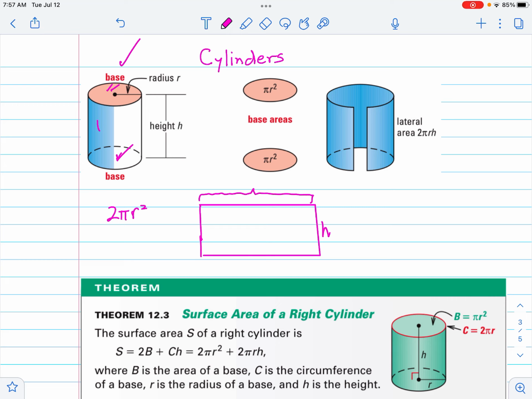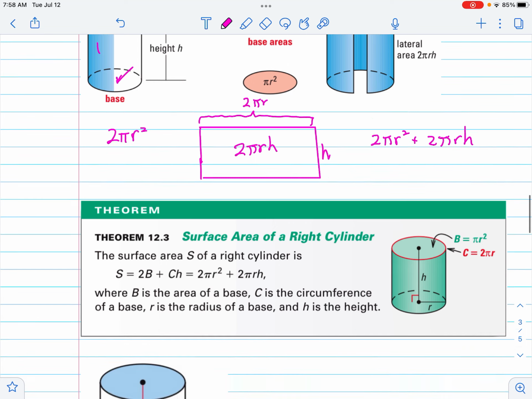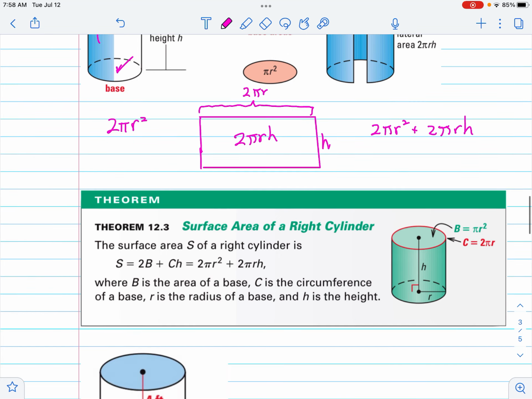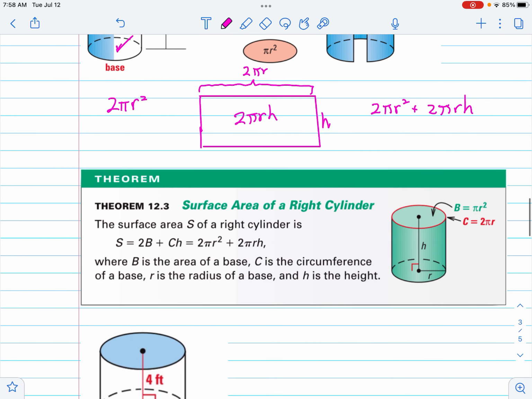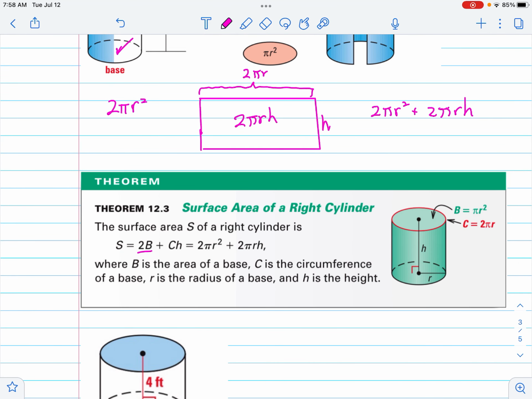So if we've got a rectangle here, and if we want to talk about the lateral area, it's going to be 2 pi rh. So the area in its entirety is going to be 2 times pi r squared, that's the top and the bottom, plus the lateral, 2 pi rh. Now this is a right circular cylinder, which is the only one we've looked at so far. But here we go. Notice it's 2 times the base plus the circumference times the height. 2 pi r squared, 2 pi rh right there.